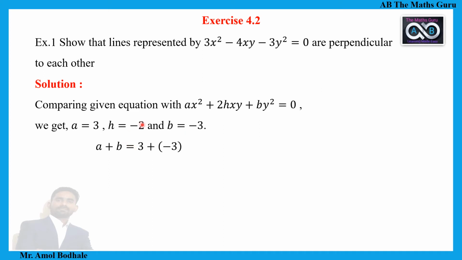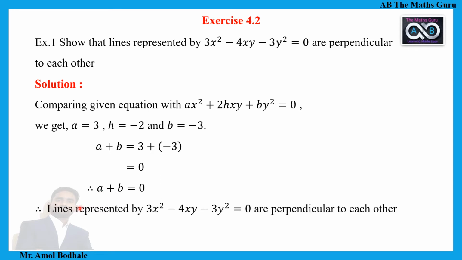So here we will consider the value of a plus b, that is 3 plus minus 3. So we get a plus b as 0, and therefore, if a plus b equal to 0, we know the lines represented by the given equation are perpendicular to each other.